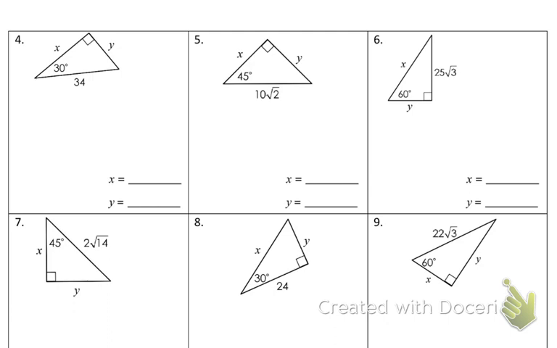Let's check. Okay, so I would label the one across from 30 degrees as my S, the one across from 90 as 2S, and the one across from my 60 degrees is going to be my S square root of 3. All right, let's circle the one that I have information about. I have 2S equals 34. Let's write that out. 2S equals 34. That means S equals 17. That means Y would equal 17. X would equal 17 square root of 3.